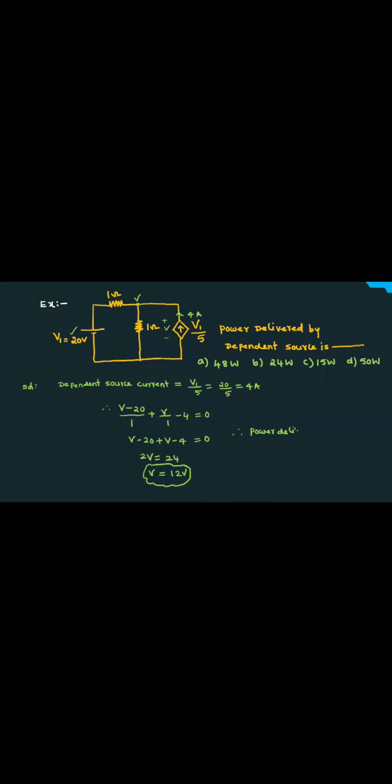Now, what is the power delivered by dependent source? Can anybody? Now you tell the answer, sir. How much voltage? 12 volts. How much current? 4 amperes. Voltage is 12 volts. Current is 4 amperes. 48 watts is the right answer. Option A is the right. Yes, very good. The power delivered by the dependent source equal to 48 watts. Clear? It's not 24, it's 48. Please correct it.